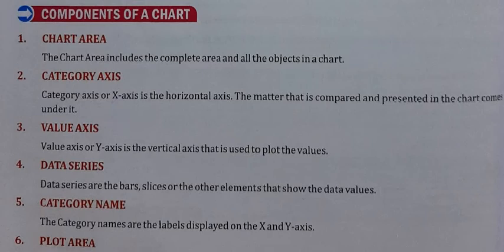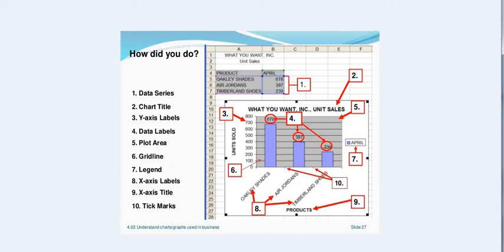Now what are the components of a chart? As you can see here: chart area, category axis, value axis, data series. Whatever chart we insert in our slide in PowerPoint, that chart has all these components, and it is very necessary to understand this. In this picture you can see this is a bar graph, or a chart which we call a bar graph, right?